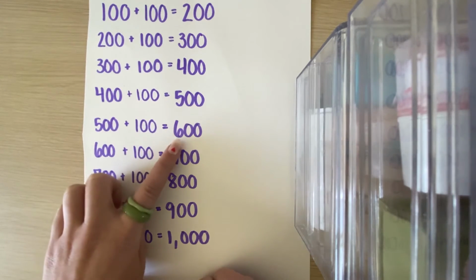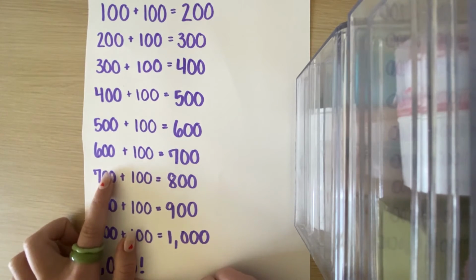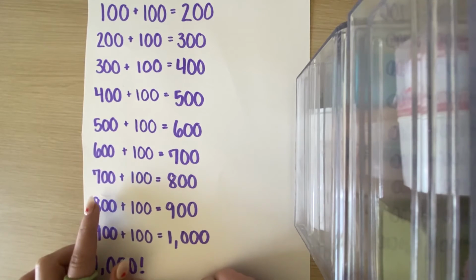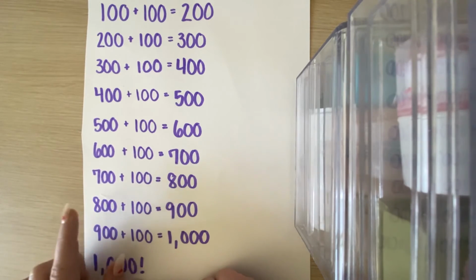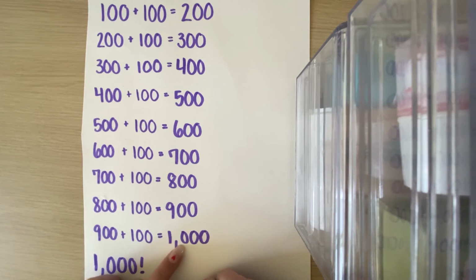500 plus 100 equals 600. 5 plus 1 equals 6. 600 plus 100 equals 700. 6 plus 1 equals 7. 700 plus 100 equals 800. 7 plus 1 equals 8. 800 plus 100 equals 900. 8 plus 1 equals 9. And 900 plus 100 equals 1,000. 9 plus 1 equals 10. And you come up with a total of 1,000.